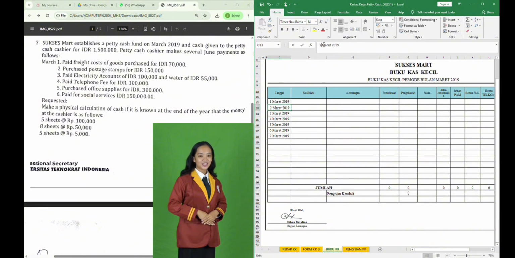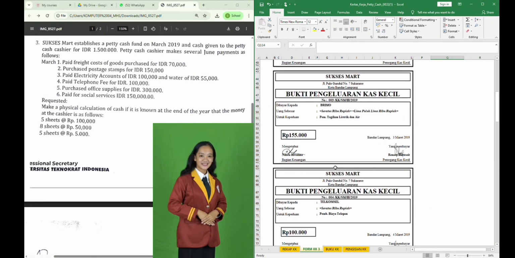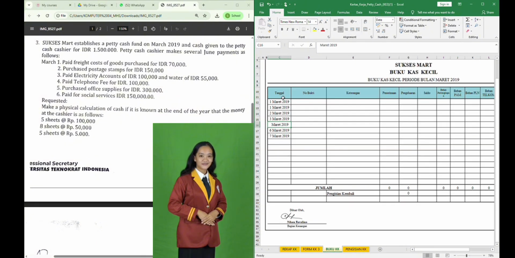But in question number 3, there is only equipment expenses on March 5, 2019. Then PAM expenses and PLN expenses on March 3, 2019. Then telecom expenses on March 4th. Then transportation expenses on March 1st, 2019. And then there are other expenses on March 2nd, 2019 and March 6th, 2019.